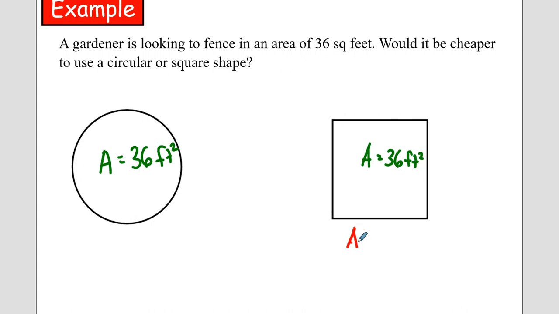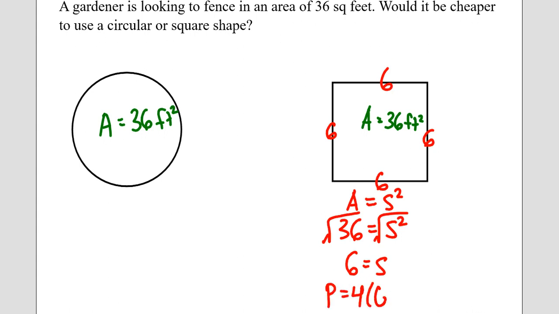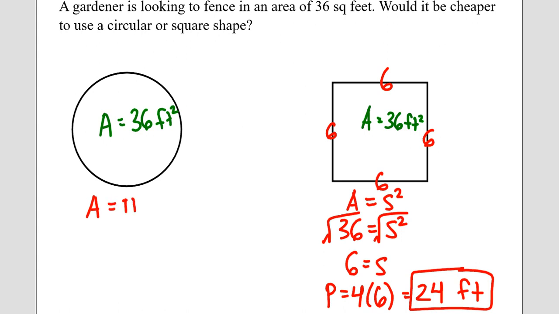The area of a square is s squared, but I know its area is 36, and so I can find what each side of it must be if I take the square root. Each side is 6. If each side is 6, now I know the perimeter of the square. The perimeter of the square would be 4 times 6. It would take 24 feet of fencing to do it if I used a square. If I did a circle, area of a circle is pi r squared. Its area is 36 equals pi times r squared. So I need to solve for r. Divide by pi.